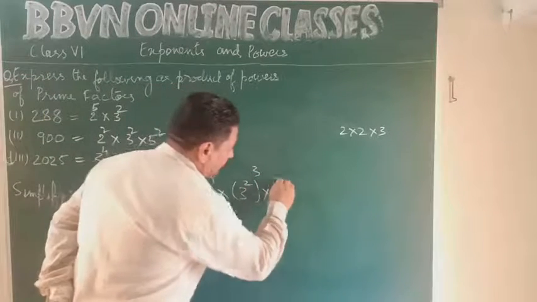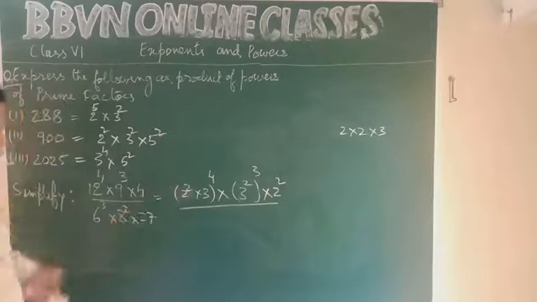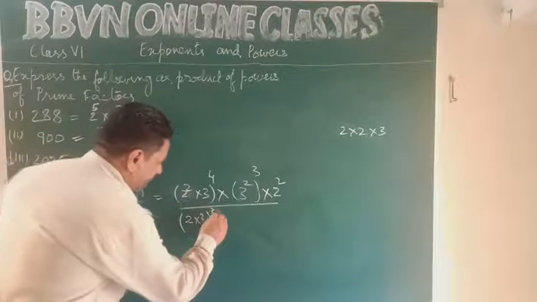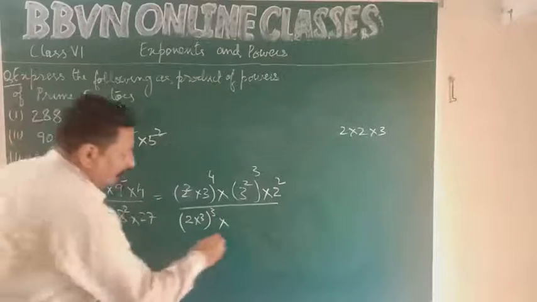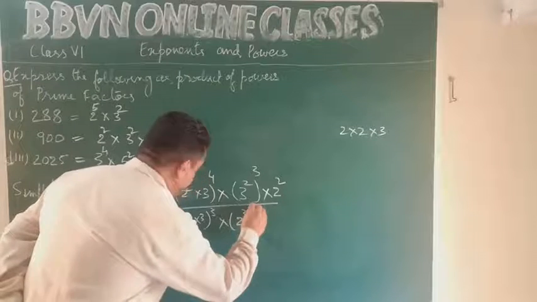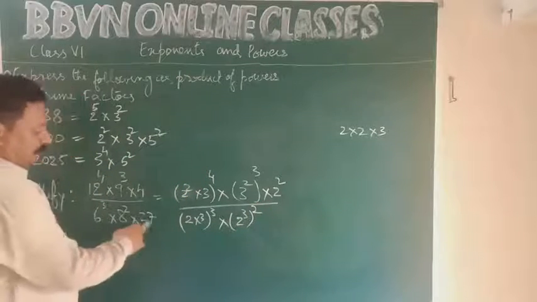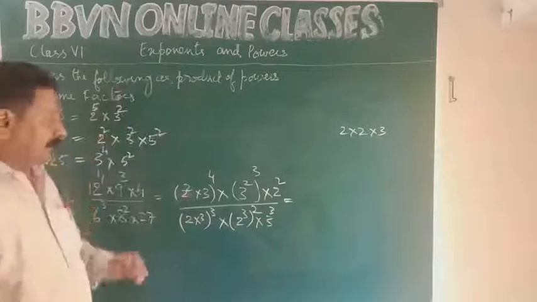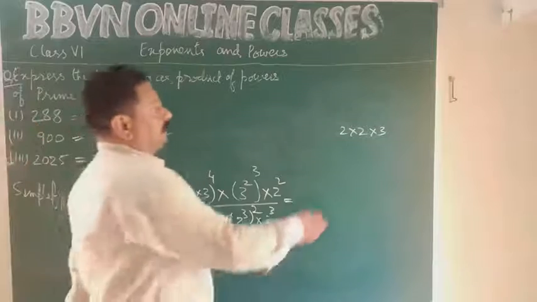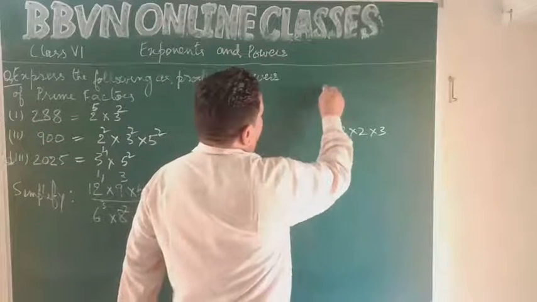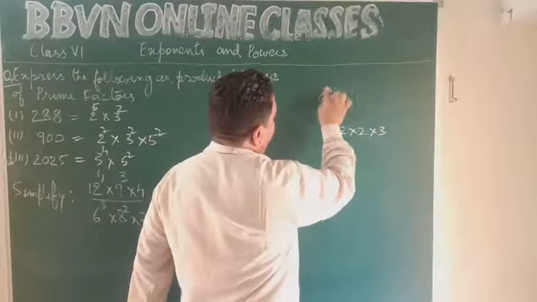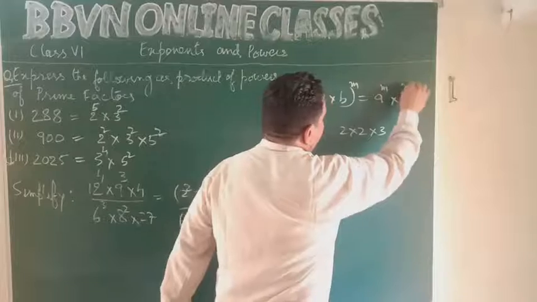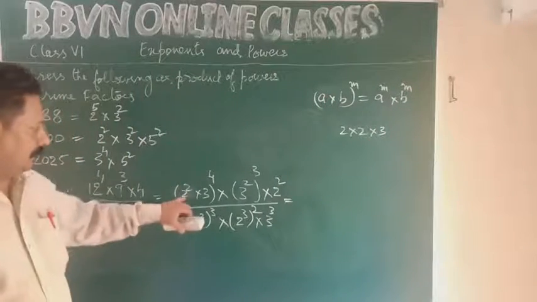4 means 2 square. 6 is 2 into 3, whole to the power 3. 8 is 2 raised to the power 3, then whole square, whole to the power 2. 27, 3 into 3 into 3. Okay? Now children, we have studied this property: a into b whole power m can be a power m into b power m, right?